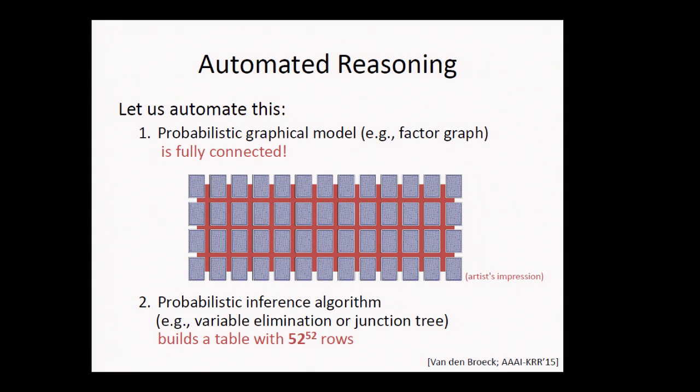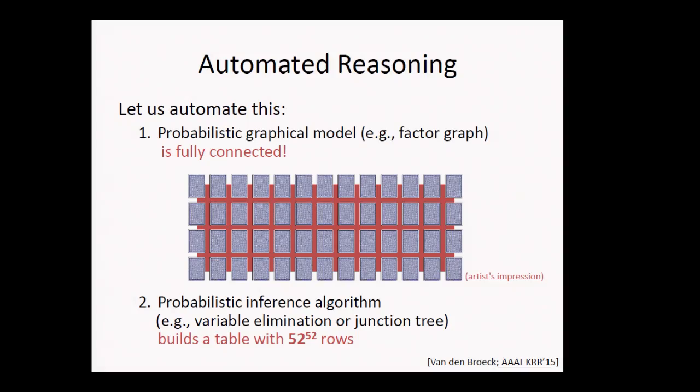And if you run your textbook algorithm on this, variable elimination, junction tree, it doesn't even matter which one is your favorite, you will end up building a table with 52 to the 52 rows. So, okay, there was no bug in my system. This is what all the algorithms that we have actually end up doing.